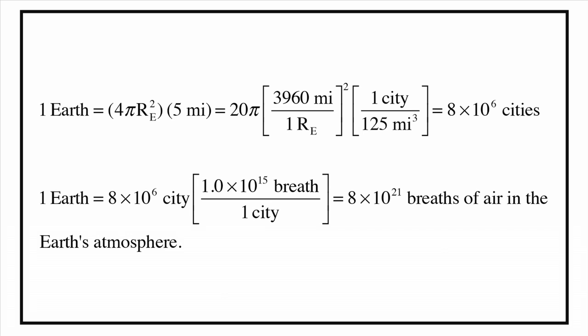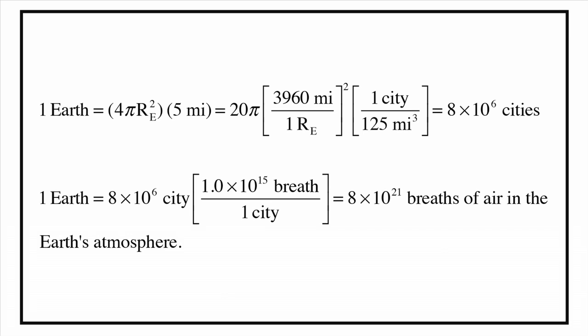If you've taken a geometry course, 4 pi times the radius squared is the surface of a sphere. And we said that the atmosphere, when you compress it so that you can take breaths of air all throughout it, is 5 miles high. So if you multiply that surface area times 5 miles high, you get the total volume of the atmosphere of the Earth. And again, I converted this first into how many times bigger than the city worth of air it was. It was about 8 million cities worth of air.